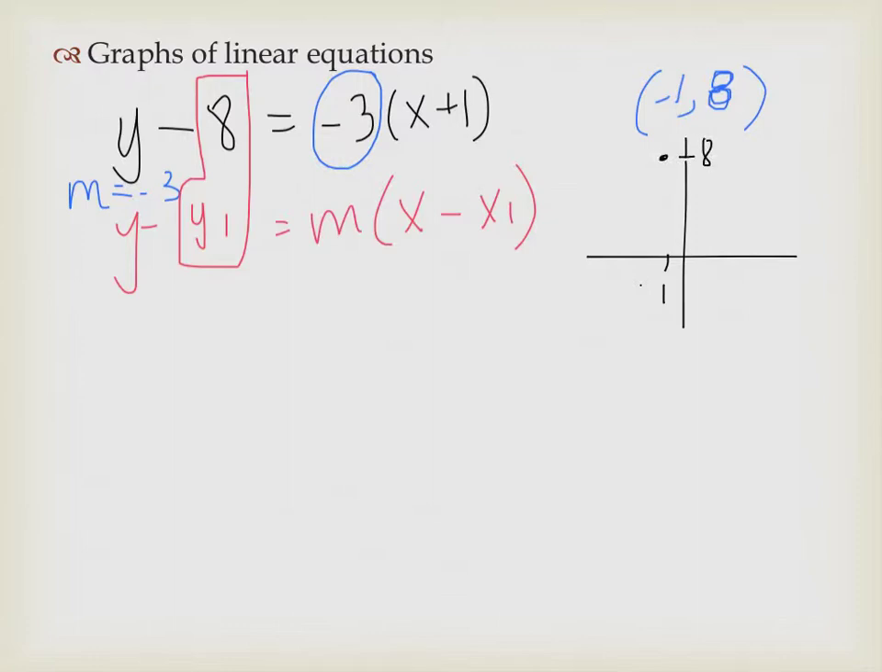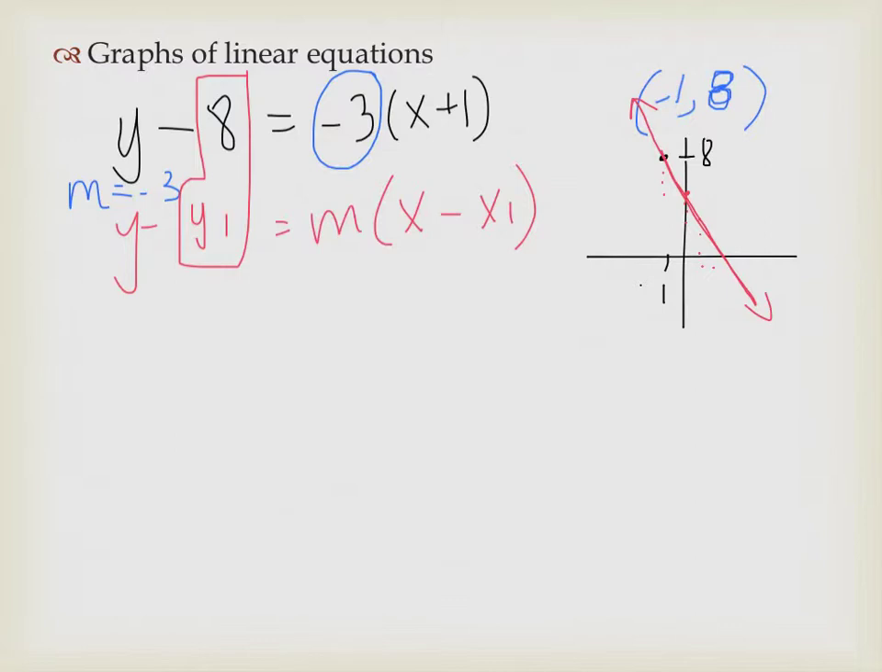And then our slope, a negative slope, would be like going down 3, right 1. You can plot a point there. Down 3, right 1. And then that's how our line would look. It goes through the point -1, 8, and it has a slope of -3. Down 3, right 1. Okay?